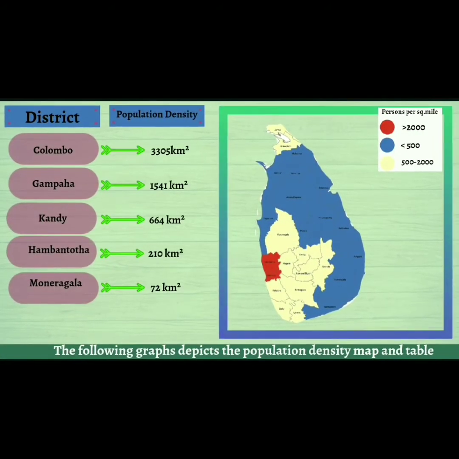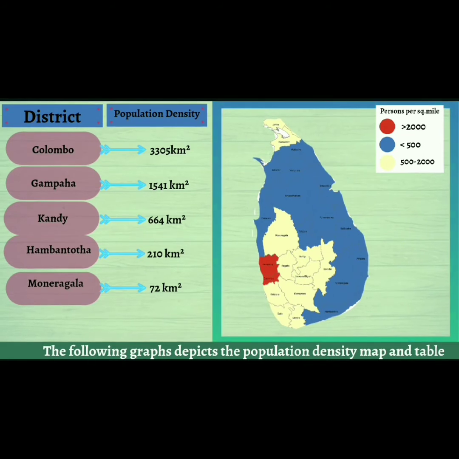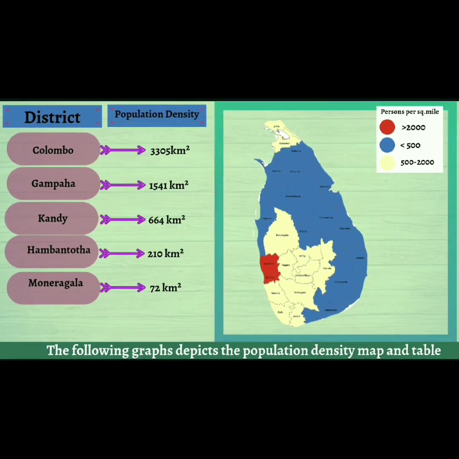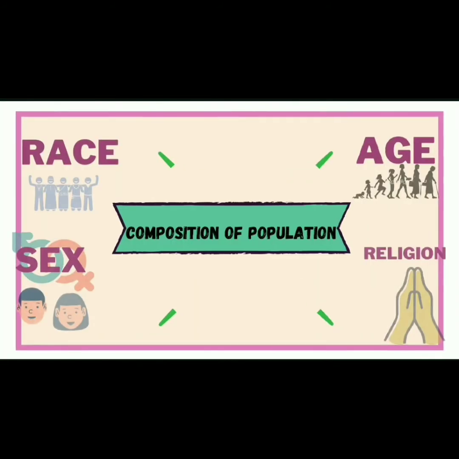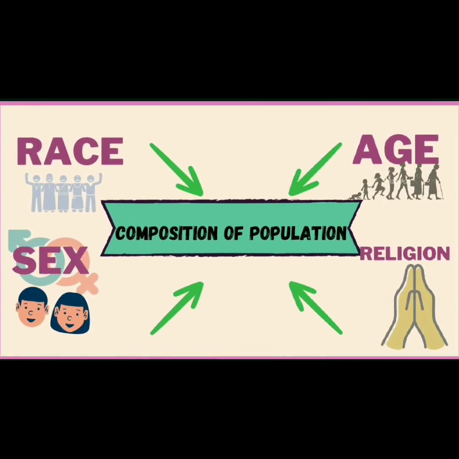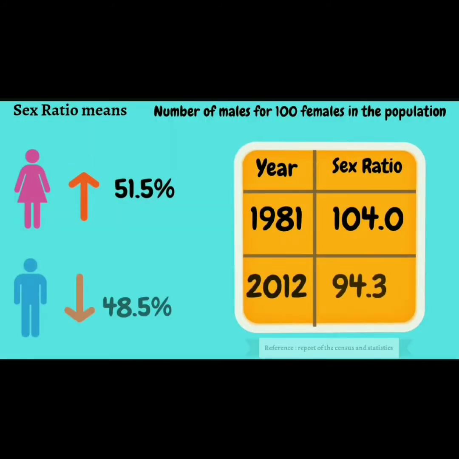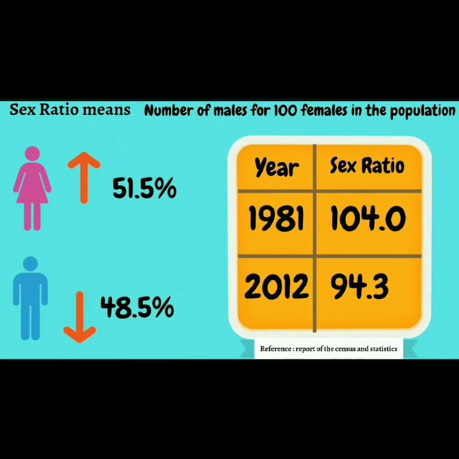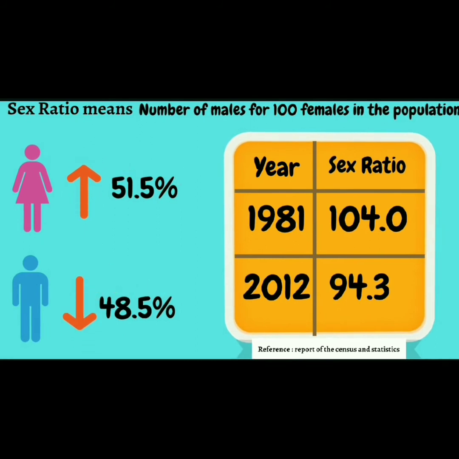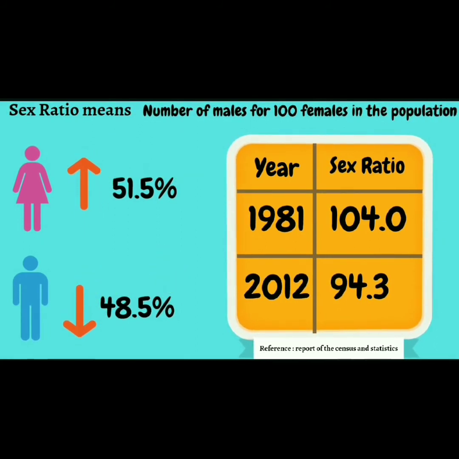This can be depicted in the following map, which shows that the red parts have high population and the blue has low. The table depicts the sex ratio in Sri Lanka. Composition of population. It can be expressed in 4 ways: gender, age, ethnicity and religion. Distribution by sex. It means the number of males for 100 females in the population. We can see female is greater than male, and the table depicts the sex ratio in Sri Lanka.